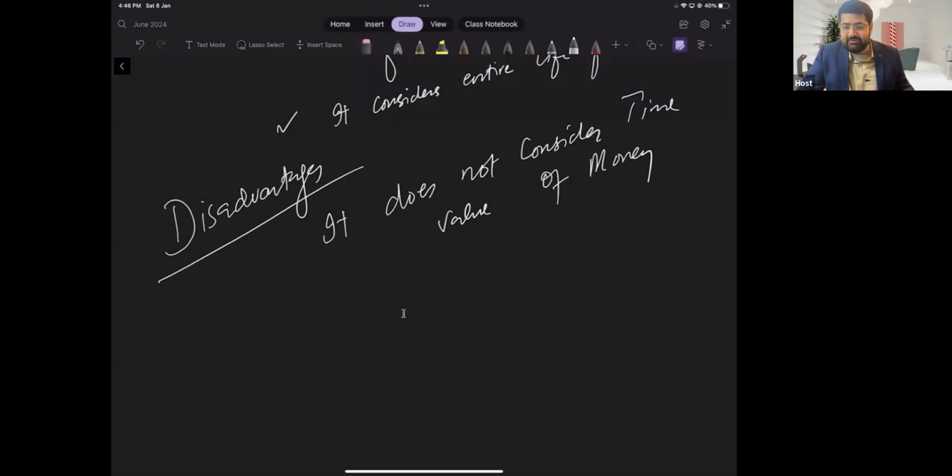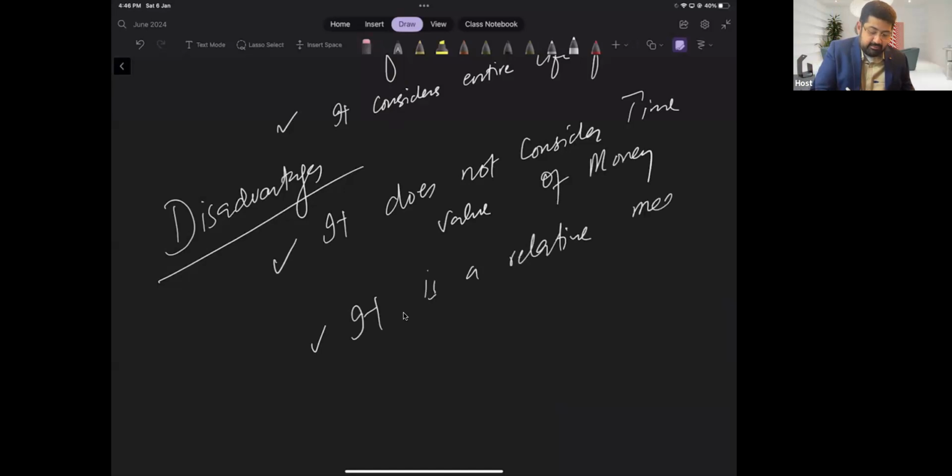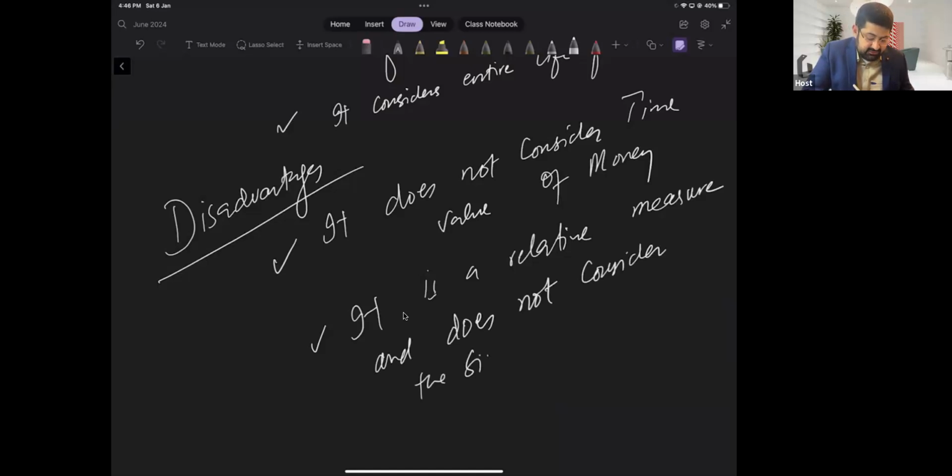Right. So let us talk about the same. It is a relative measure and does not consider the size of the project. Note it down, I will explain.